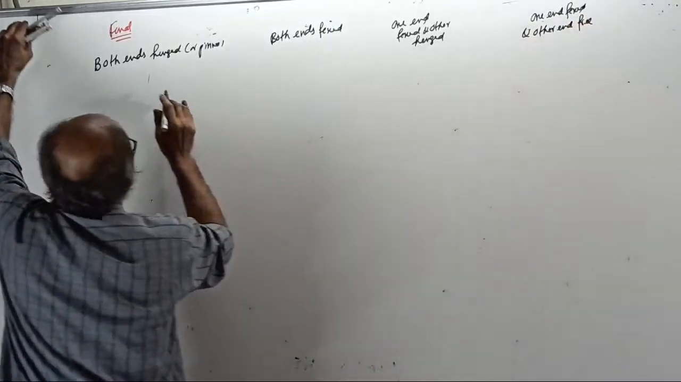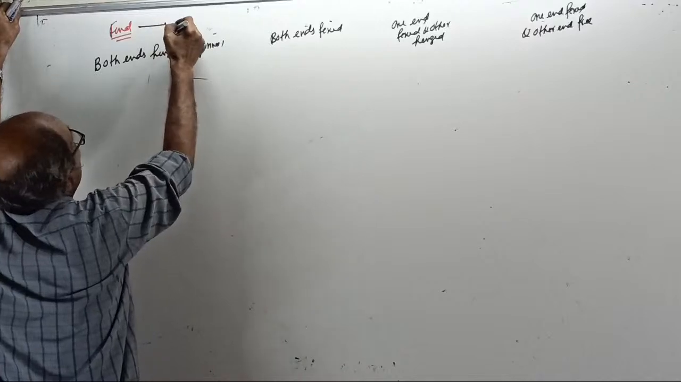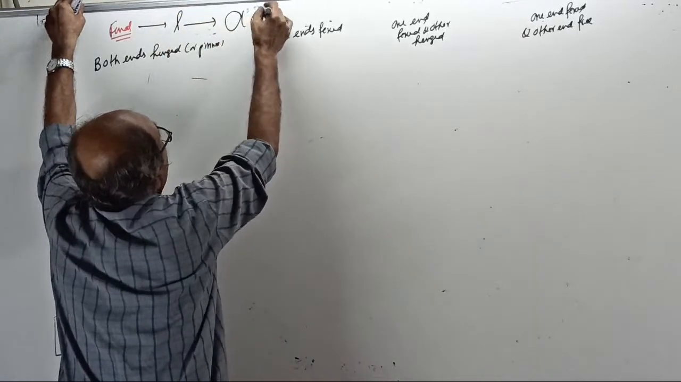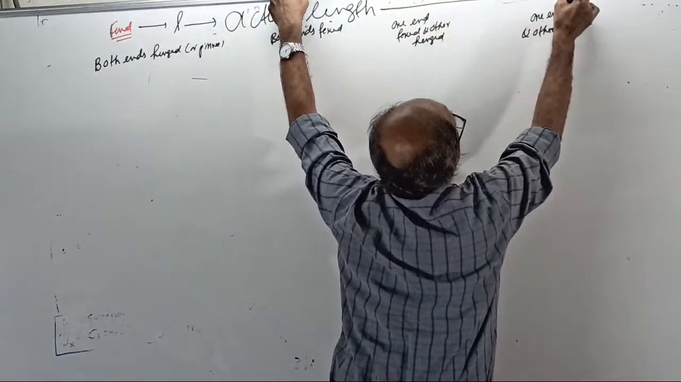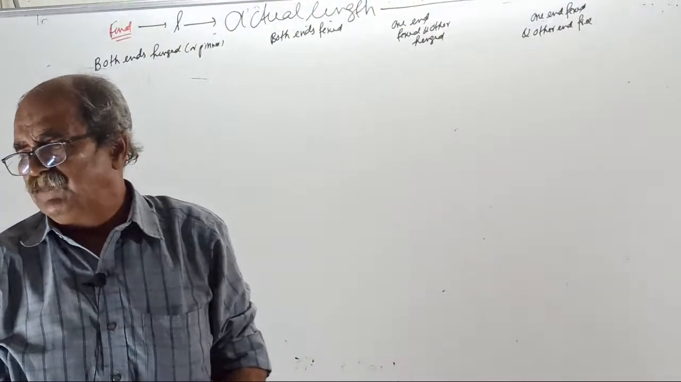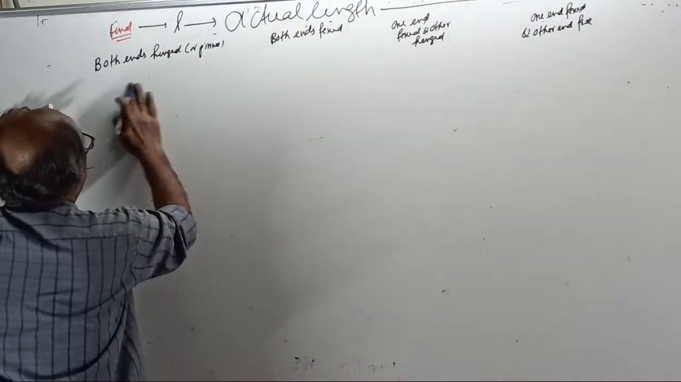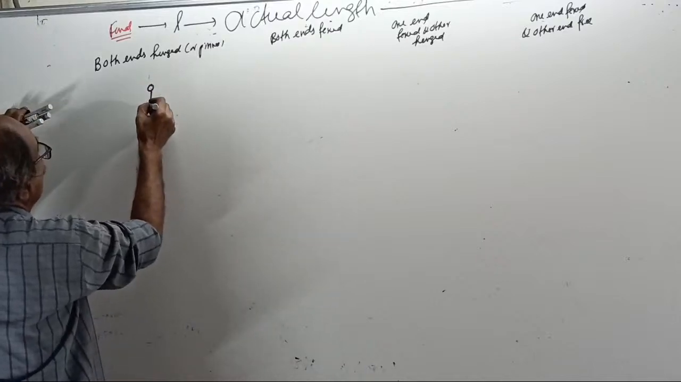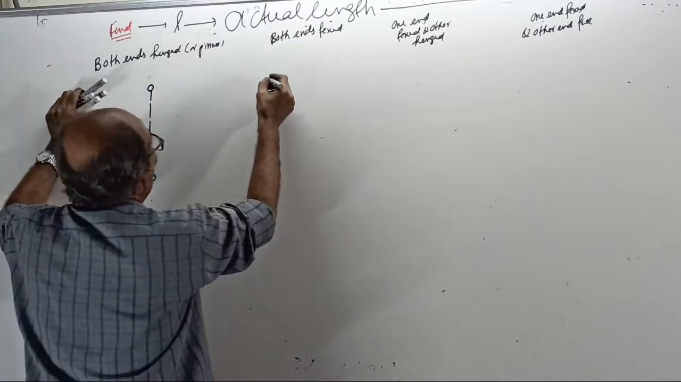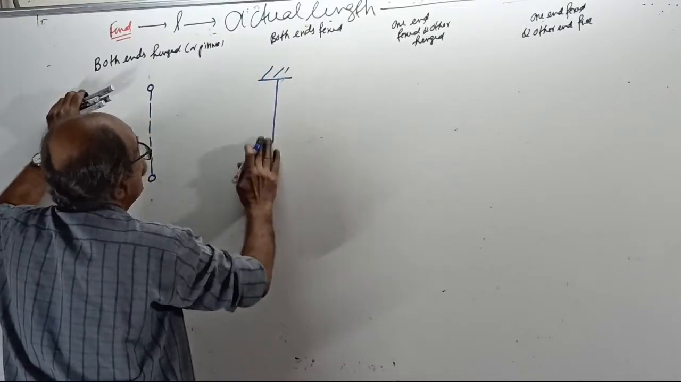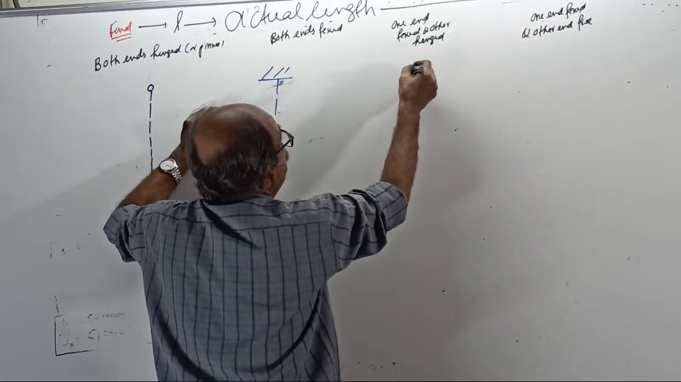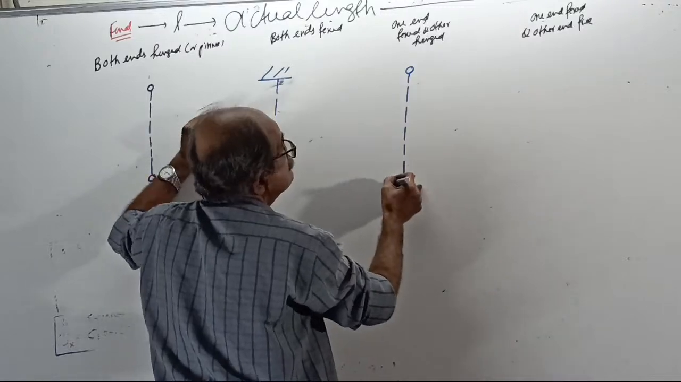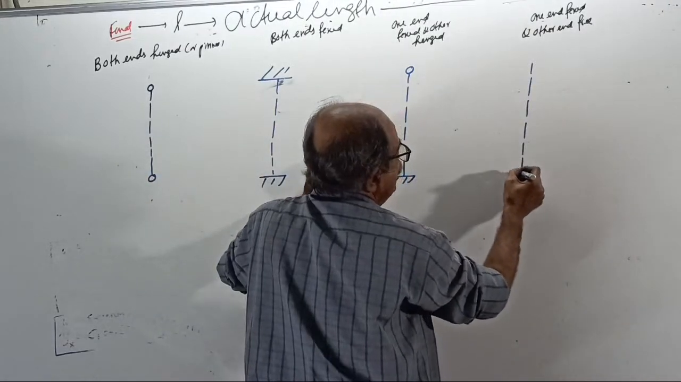See here. Everywhere common, final. L stands for actual length. Clear? L stands for actual length. Clear or not? In all the formulas, L stands for actual length. Okay. Now, see here. Column with both pinned, I will put blue color. Both pinned. Column with both fixed, blue color. I won't show PB now. Column with one pin and other fixed. Column with one free and other fixed.